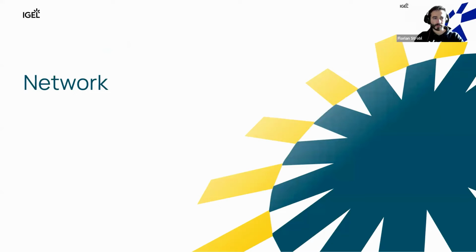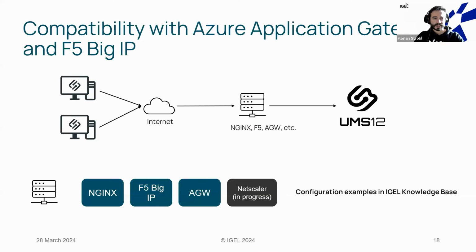Then let's talk about network optimizations. Last year, when we released OS 12 with the new unified protocol, it was compatible with reverse proxies with SSL pass-through. We then optimized the protocol so it was also compatible with SSL offloading. But for some solutions, we needed some adjustments. And now I'm happy to announce that our protocol is compatible with Azure Application Gateway and F5 Big IP.